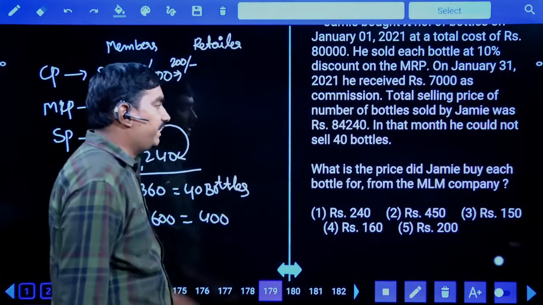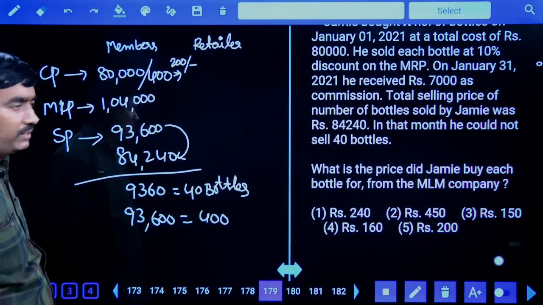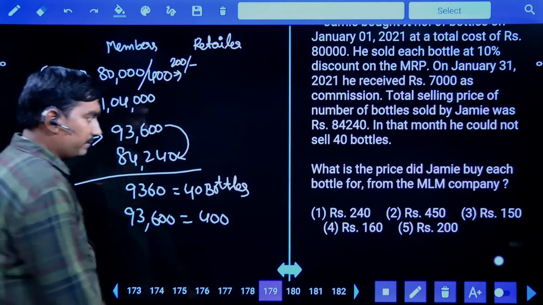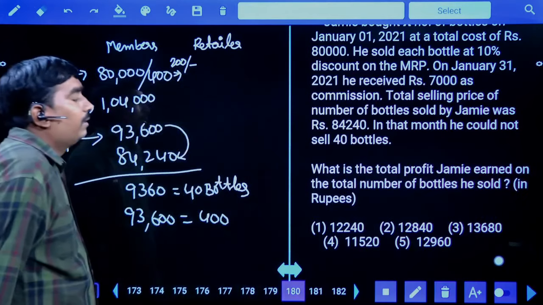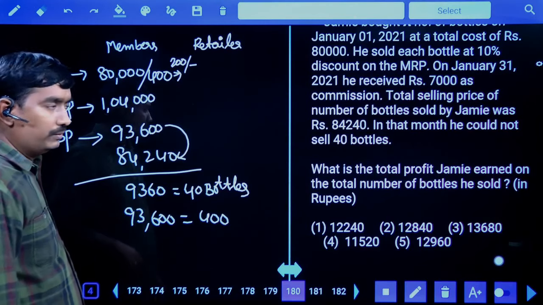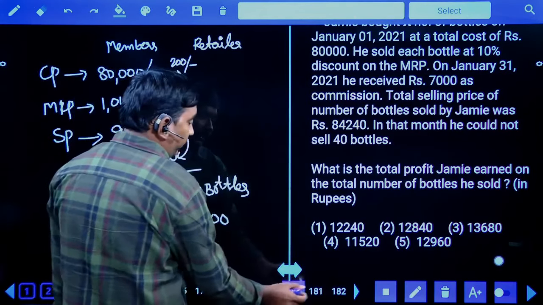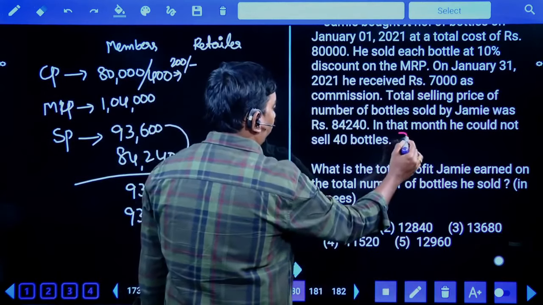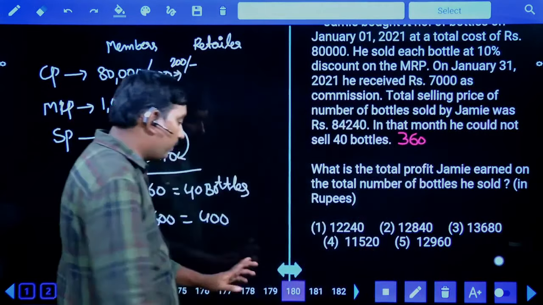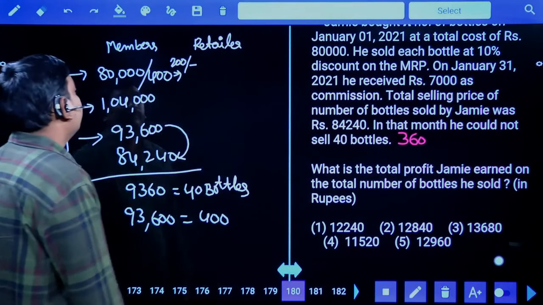What price did Jami buy each bottle from the MLM company? So the cost price of each bottle means 200 rupees. What is the total profit Jami earned on the total number of bottles he sold? How many bottles did he sell here? Only 360 bottles he sold here. Why? Because out of 400, 40 bottles were not sold.